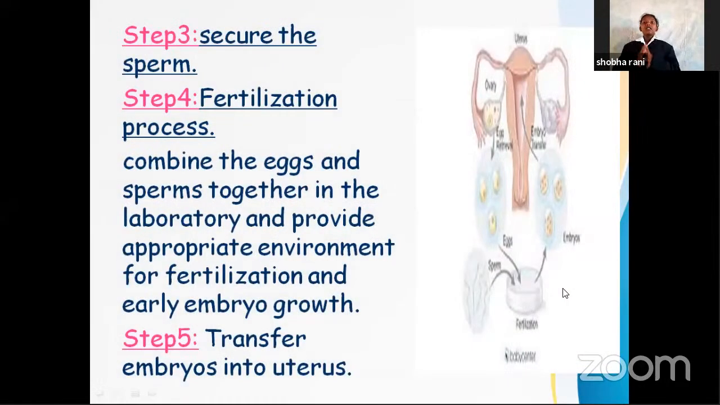The third step is to collect the sperm and protect it. The fourth step is the fertilization process. That means combining the egg and sperm together in laboratories and providing an appropriate environment for the fertilization process and early embryo growth. As I said, in vitro fertilization takes place in beakers, test tubes, and petri dishes present in laboratories.